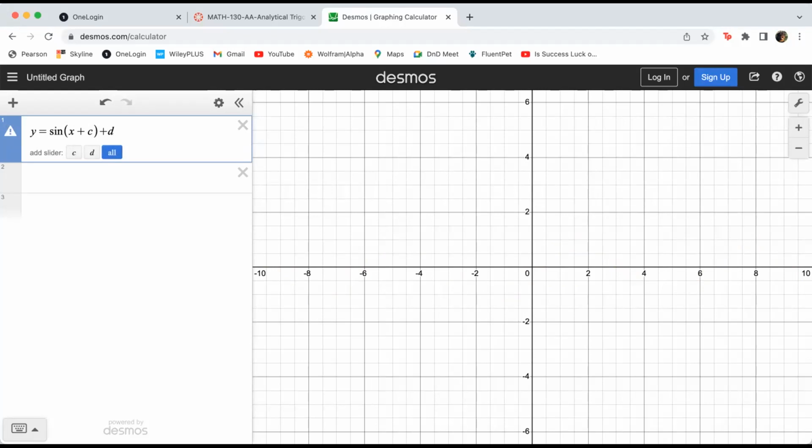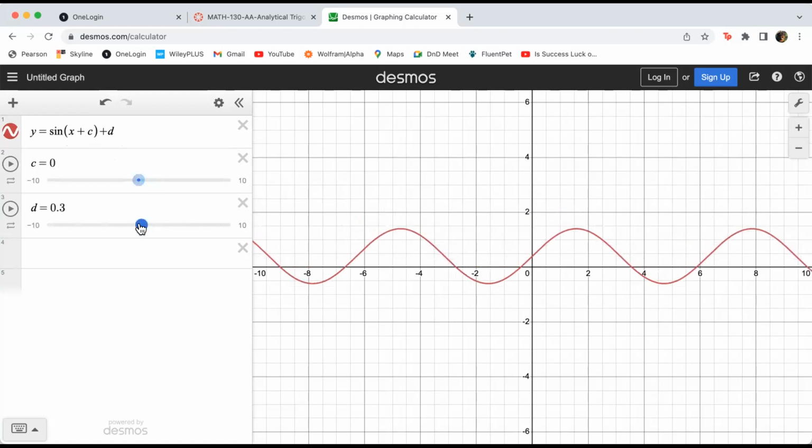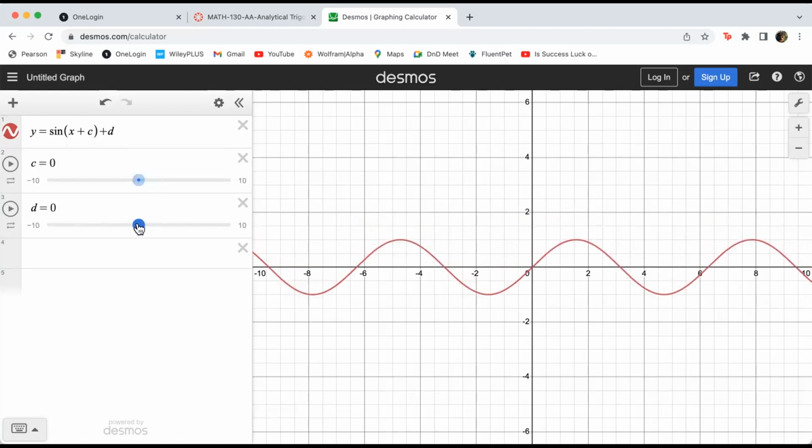Desmos is cool because it says, hey, are you going to be changing the values of C and D? And I'll be like, yeah, totally. So I would like to add sliders to all of them. I'm going to put them back down to 0 on both. I'm also going to decrease the range. We don't need to go this far. I'm also going to put in the graph of regular sine without any adjustments.